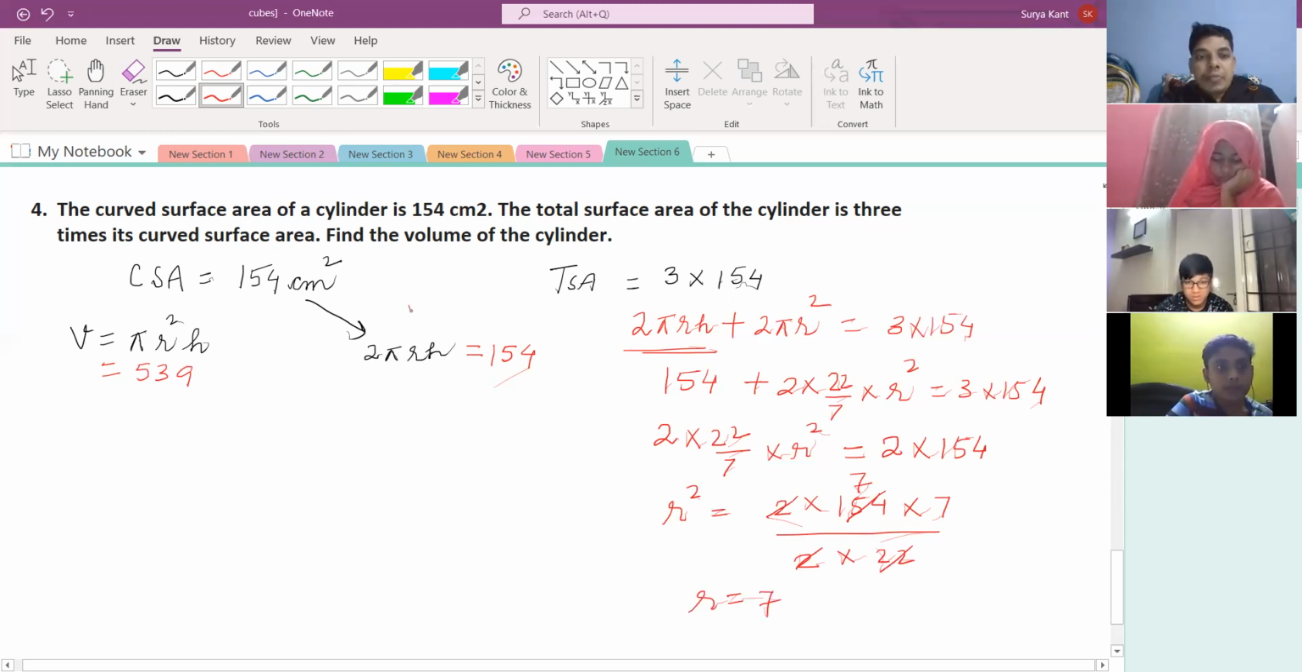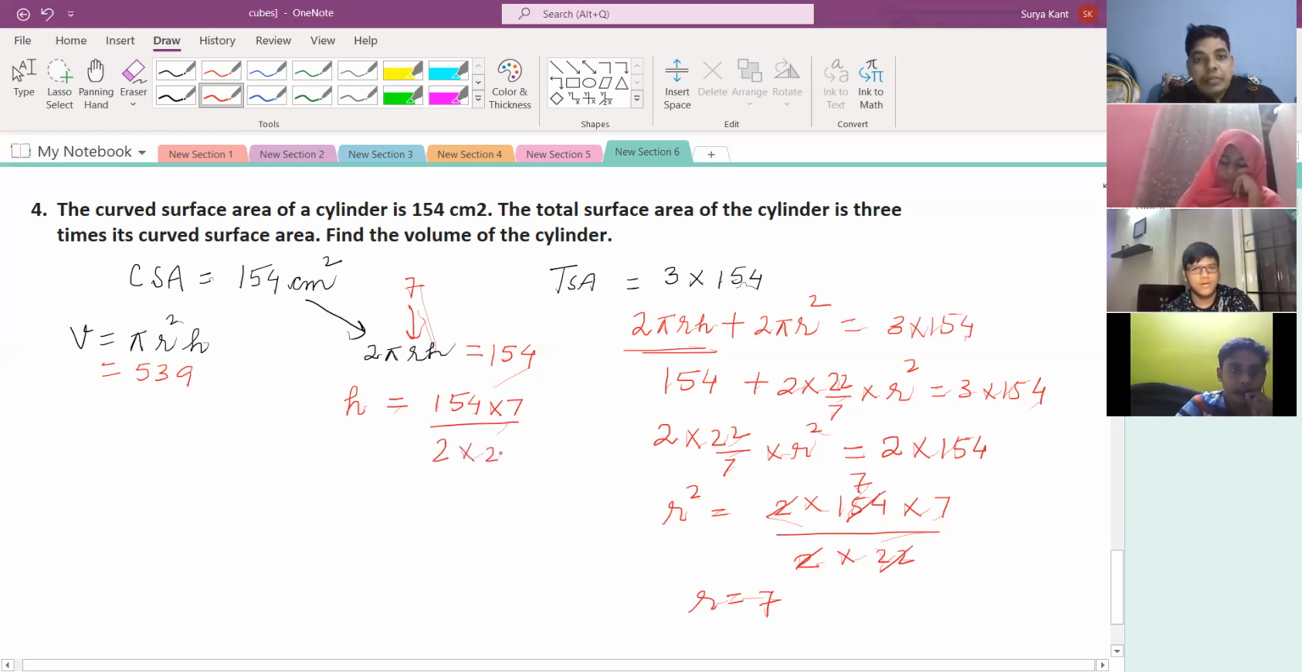If r becomes 7, can you put here r is equal to 7 and find h over here? The h is equal to what can we write? 154 multiplied by 2, into 7. So there's a 2 there. Oh, that's a division. 2 into 22 into 7. Yes, sir. Correct, sir. This will get cancelled. So 22 by 7 by 2 will come, right?